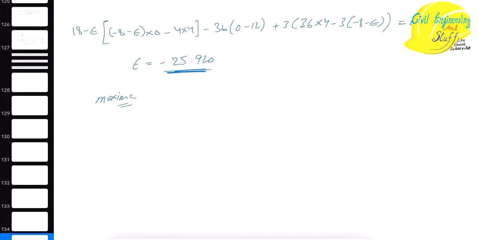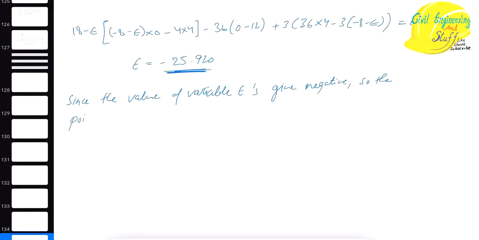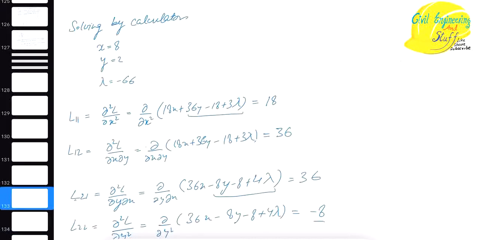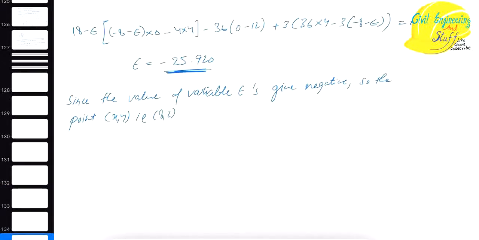Okay, since the value of the variable is giving negative, the point x, y, that is, what were the points? 8, 2, are giving maxima. Okay, so the points are giving maxima.